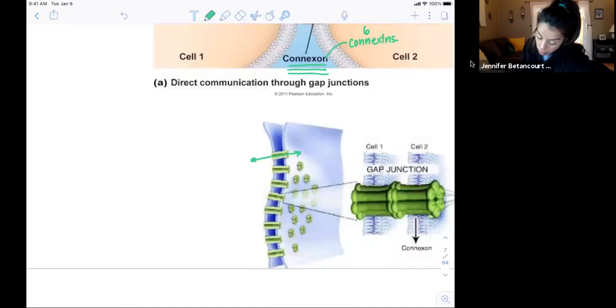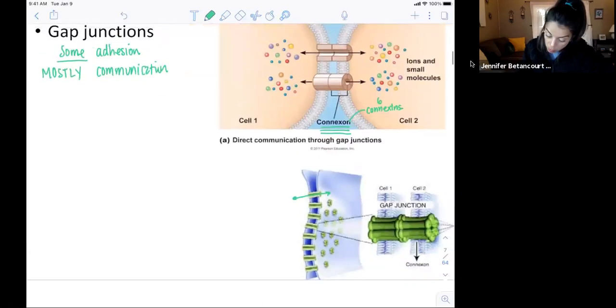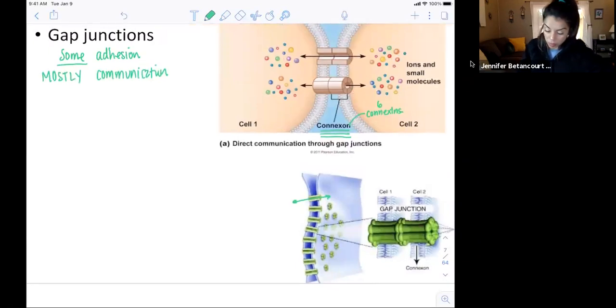Okay. I think that covers gap junctions. So where would we find these? Why would these be important? Where do you find them? Obviously we find them in the intestine because that's what we've been showing. So one example is in the intestine. But a really cool example that I love is your heart cells.